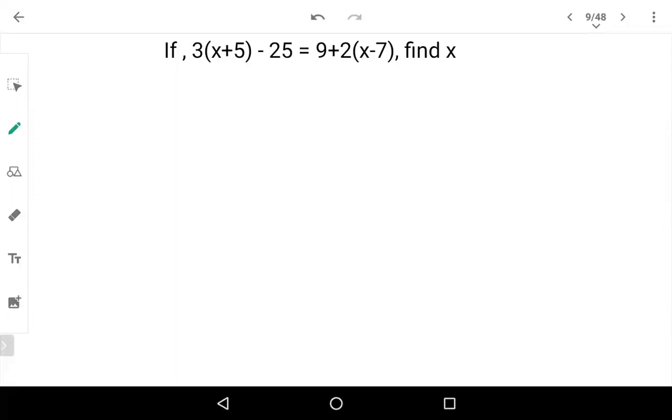Anybody else got the answer? You got x is equal to 5? Okay. Who else is trying? Yeah, Arpita got the answer. Anusha, Kirti, Sindhu got the answer. Good. Everybody has to try and solve.